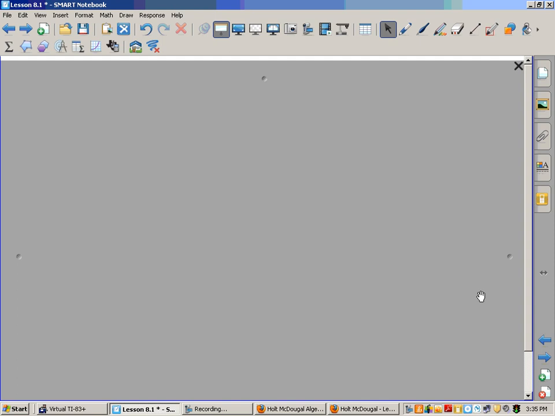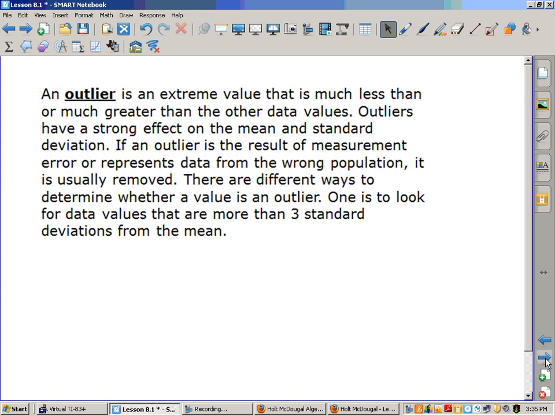What we're going to talk about here is finding outliers. An outlier is an extreme value that is much greater or much less than the normal data. Kind of like if you gave a test and someone scored really good or really bad, you wouldn't want to include their score in the overall average.